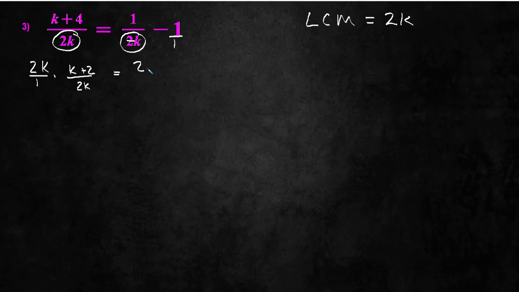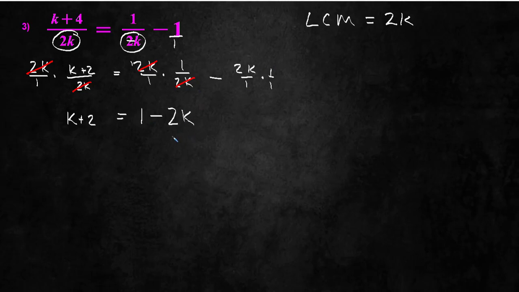and 2k over 1 times 1 over 2k, minus 2k over 1 times 1 over 1. And so when I multiply it and look and see what can cancel, my 2k can cancel, my 2k can cancel, and then my numerator on that first one is left at k plus 2. My second one is a 1, because 1 times 1 is 1. And on my third one is 2k.